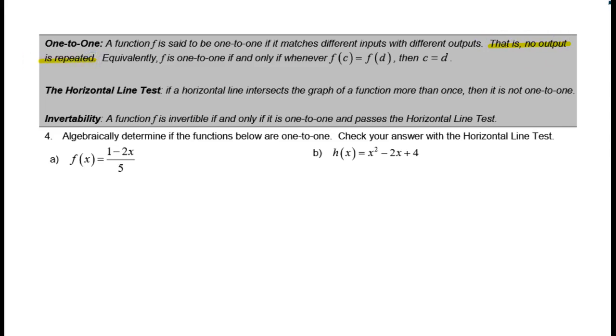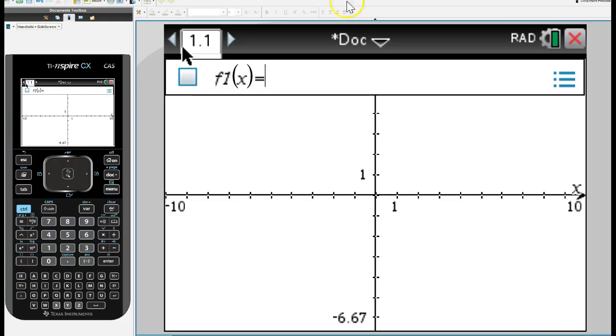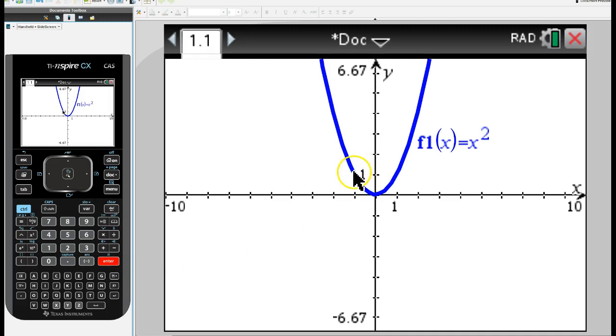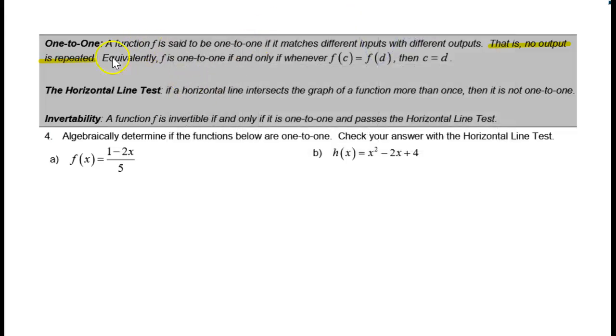So I can think of a function like y equals x squared. Let's just take a quick look at the graph of y equals x squared. If we look at the graph, I have outputs that are repeated. I have an output of y equals 1 at 2 different locations, y equals 2 at 2 different locations, y equals 3 at 2 different locations, etc., etc. So y equals x squared is not a one-to-one function because we have outputs that are repeated.